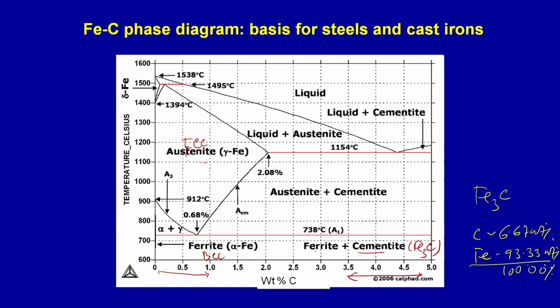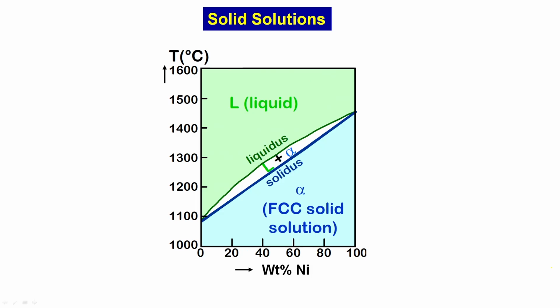That is the content of carbon, but it has a fixed stoichiometry, that is, you cannot change the carbon concentration much in Fe3C or cementite. So, that is what we are discussing in a little more detail, so that I understand.